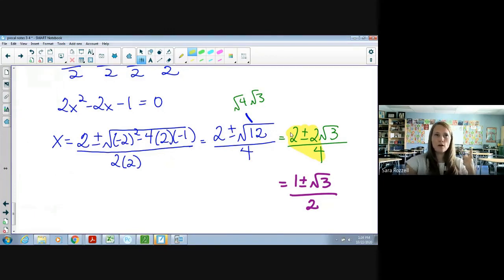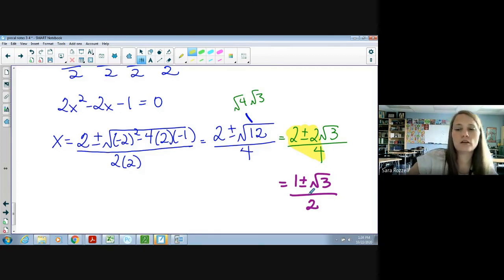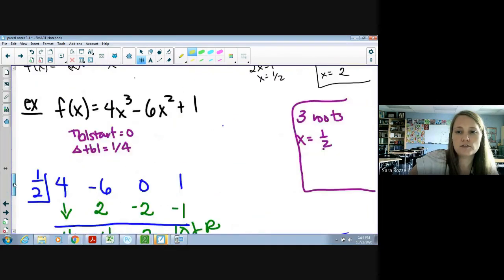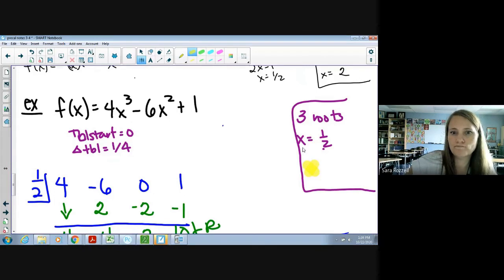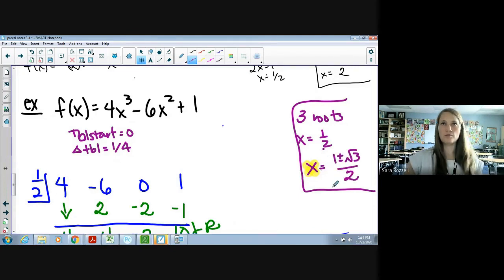So our first root we found was 1/2. Our second root was 1 plus root 3 over 2. Our third root was 1 minus root 3 over 2. Okay. And with these, with the quadratic formula, I'm not making you write them in factored form, because you already had to find all that mess. So 1 plus or minus root 3 over 2. It's huge. So those are my 3 roots.